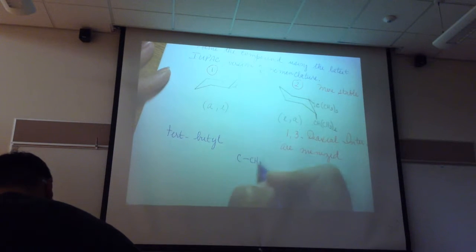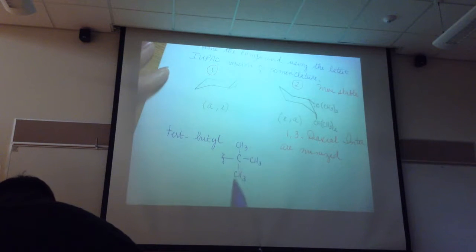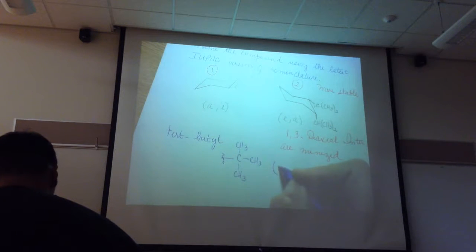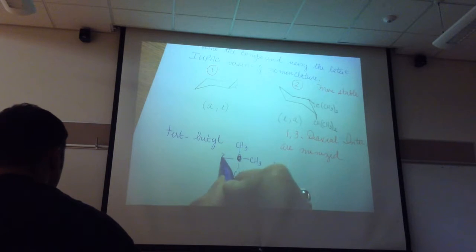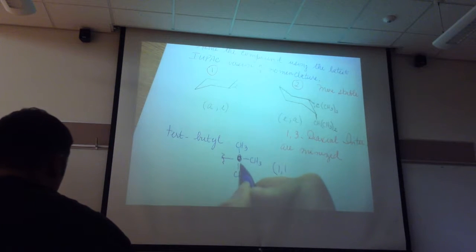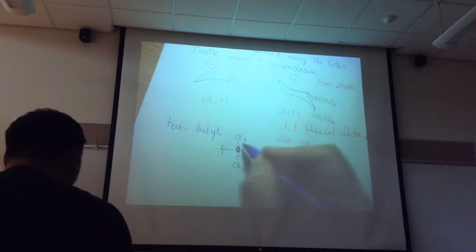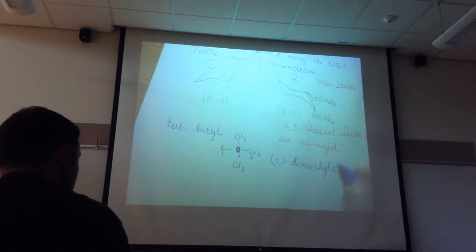You have your CH3, your CH3, your CH3, and that is attached somewhere as a substituent. What is this called? The point of attachment is here, so that's 1, and then you're trying to find the longest chain. It doesn't matter which way to go. There are 2 carbons, and on carbon 1 you have methyls. So this is called 1,1-dimethylethyl.